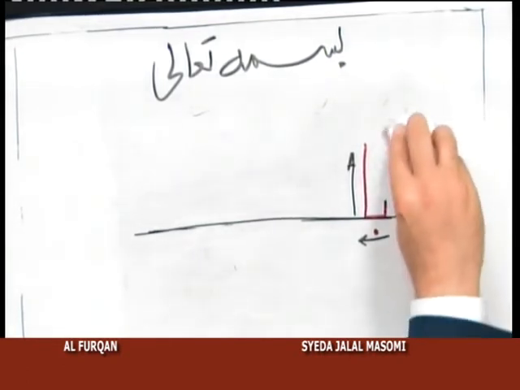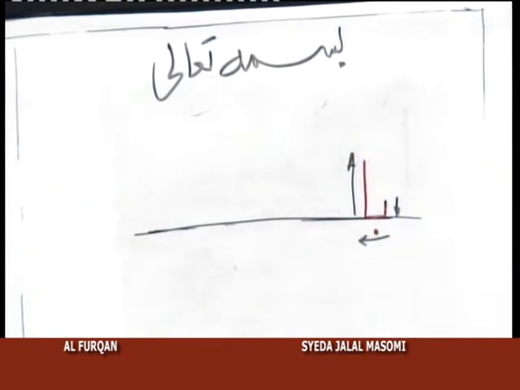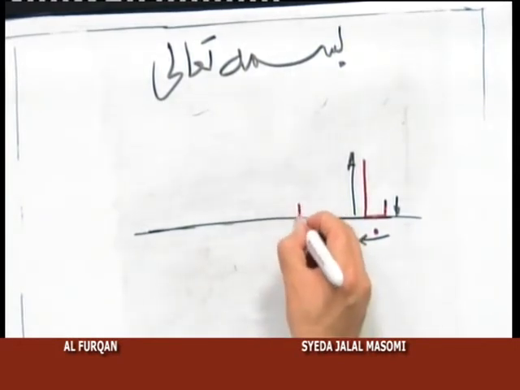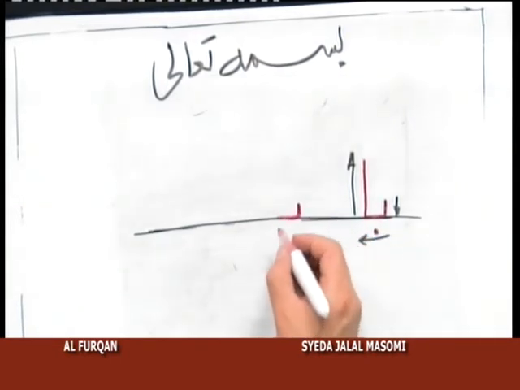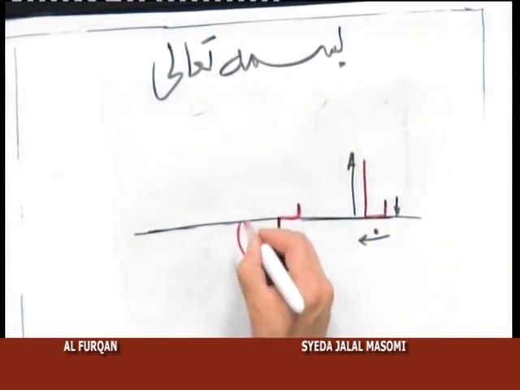So joining ba with alif, and also you can join ba with another letter. For example, ba with nun.